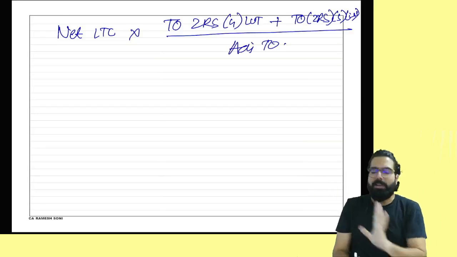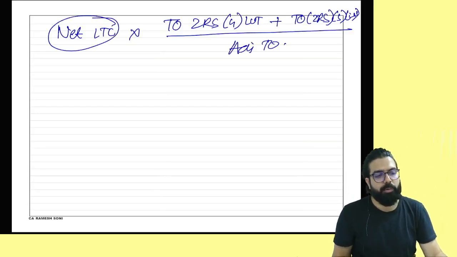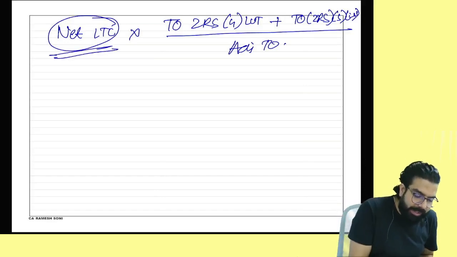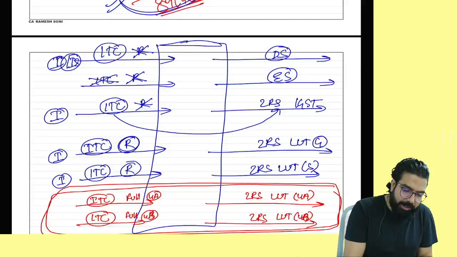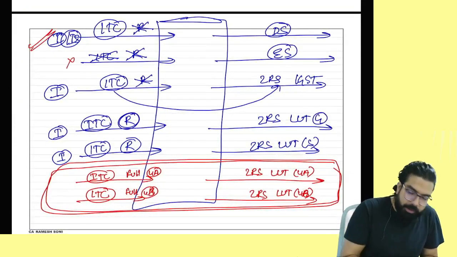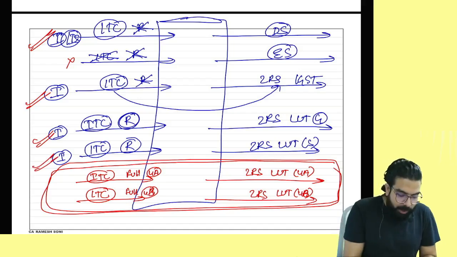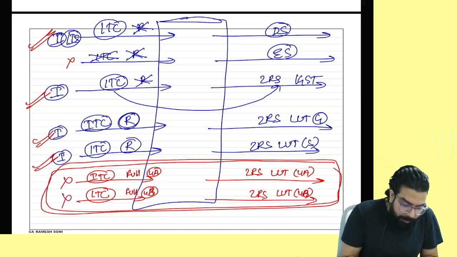Now I will ask you, what do you mean by net ITC? You have to tell me the net ITC, everyone. What is net ITC over here? Tell me, will this come in the ITC? Yes. This one? No. Will this amount come? Yes. Will this amount come? Yes. Will this amount come? No.